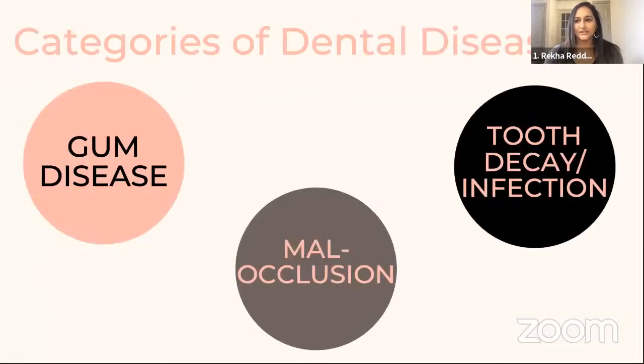So the three categories that I like to break up dental diseases are gum disease, diseases of the gum and the bone, diseases of the teeth, which are typically infections or decay, what we typically will call a cavity, or malocclusion, which is the way your teeth bite together.